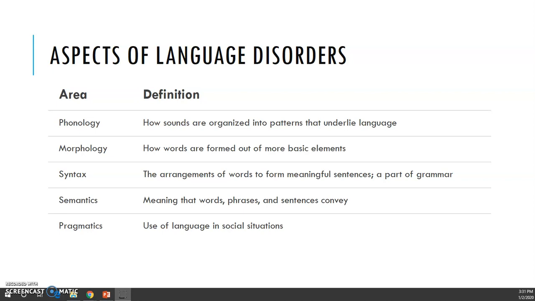And we have semantics, which is the meanings that the words, the phrases, and the sentences convey. And this can go back to having command or directions, or otherwise. Then we have pragmatics, which is the use of language in our social situations.